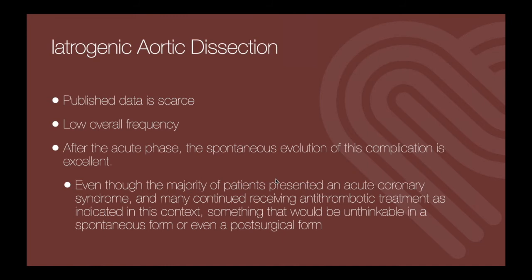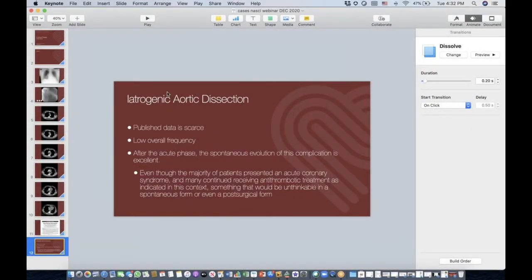What was also very interesting is that in those patients that presented with acute coronary syndromes, they were still on the antithrombotic treatment for the coronary disease, even though there was an aortic dissection. When you think about an isolated, non-iatrogenic aortic dissection, you wouldn't treat those patients with antithrombotic or any anticoagulant treatment. Even so, those patients do well once they pass that acute phase. I thought that was kind of interesting and a bit counterintuitive. All right, so that's that case. Any questions or comments about that case?